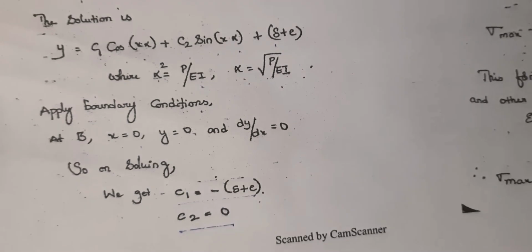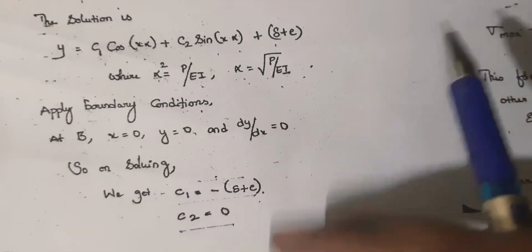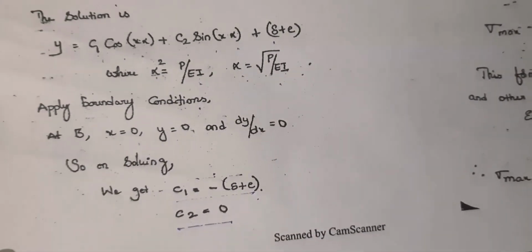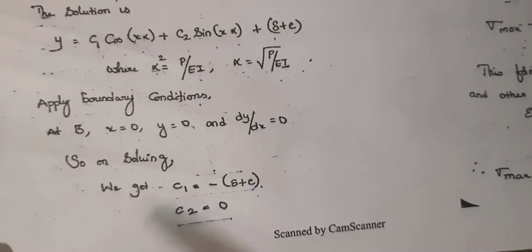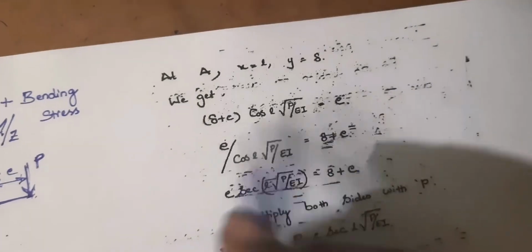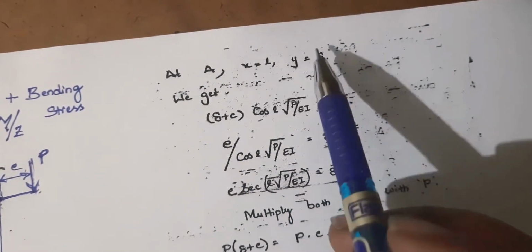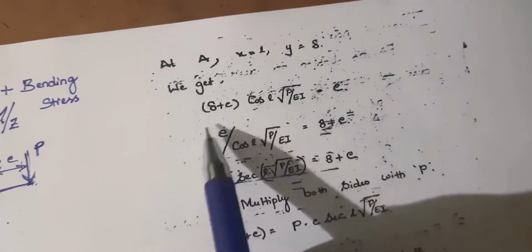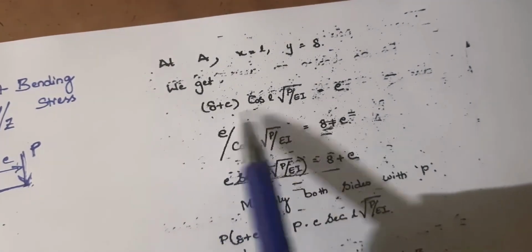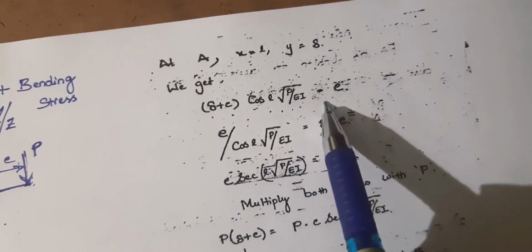I wrote these two values directly because we have seen this substitution in our Euler's formula for the 4 cases, right? So I am not doing that as you are already familiar with this. And at A, x equals L, y equals delta. So substituting that in the equation, we get delta plus e cos L root over P by EI equals e.